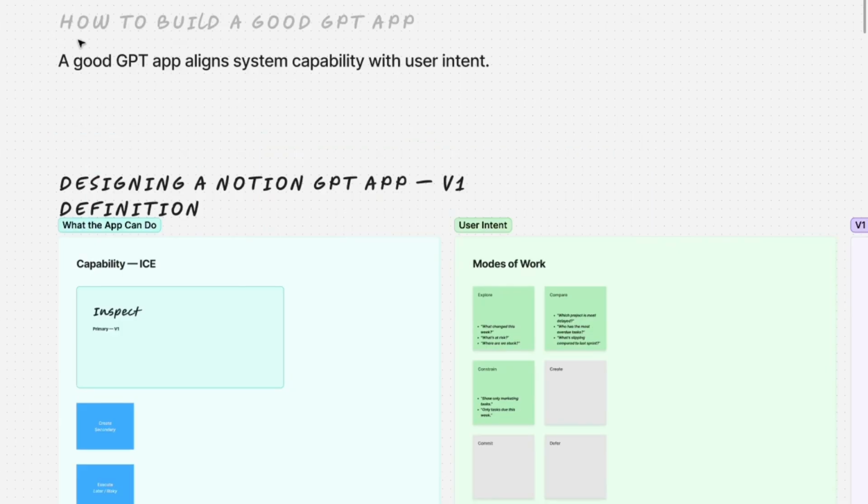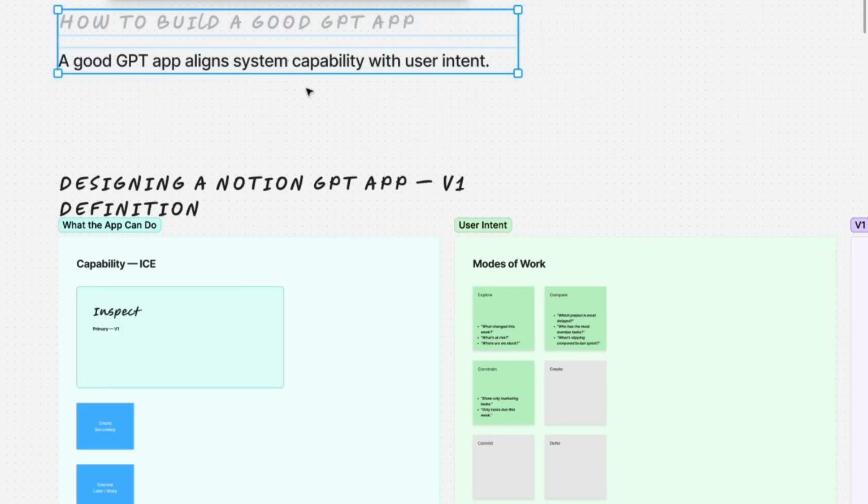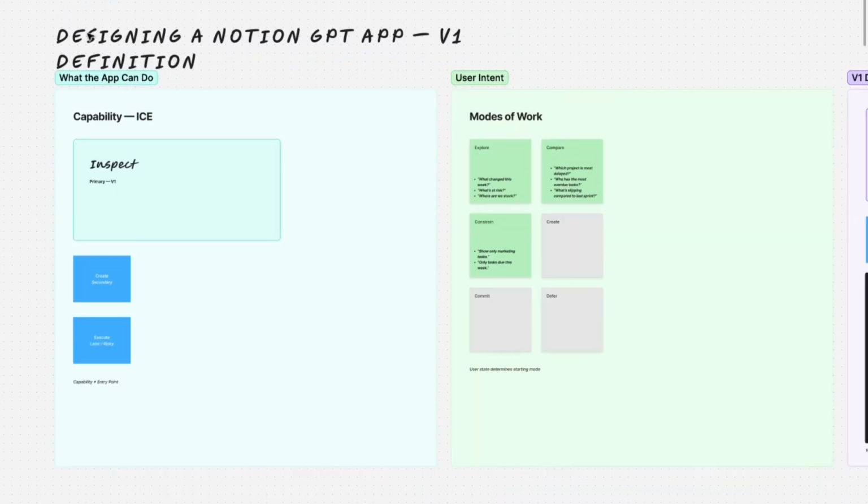Today I wanted to walk you through how I think about building a good ChatGPT app. We're gonna start with the framing that a good ChatGPT app aligns system capability with user intent, and then we're gonna dive deeper into three main steps or sections for a Notion ChatGPT app.